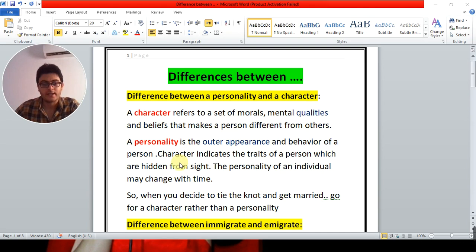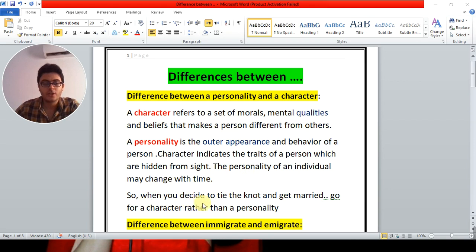One other difference is a character indicates the traits of a person which are hidden from sight. So you cannot change the character of a person because he has traits which are hidden from you and you have to search for them. But the personality of an individual may change with time. And there is one proverb related to this: you cannot change the leopard's spots. It means you cannot change someone's character, but his or her personality changes over time with the outer appearance.